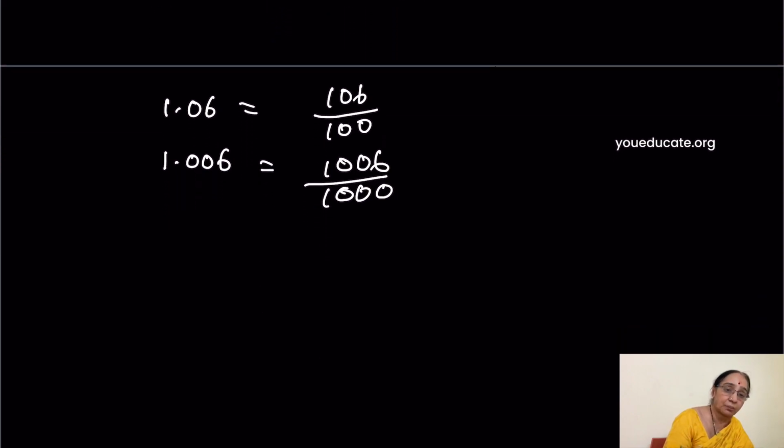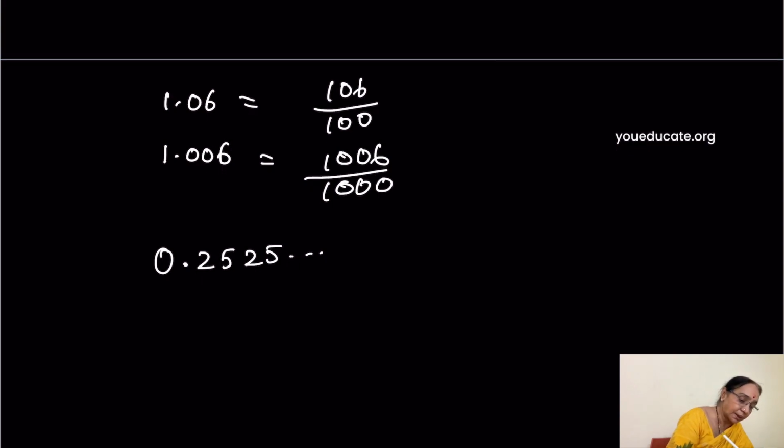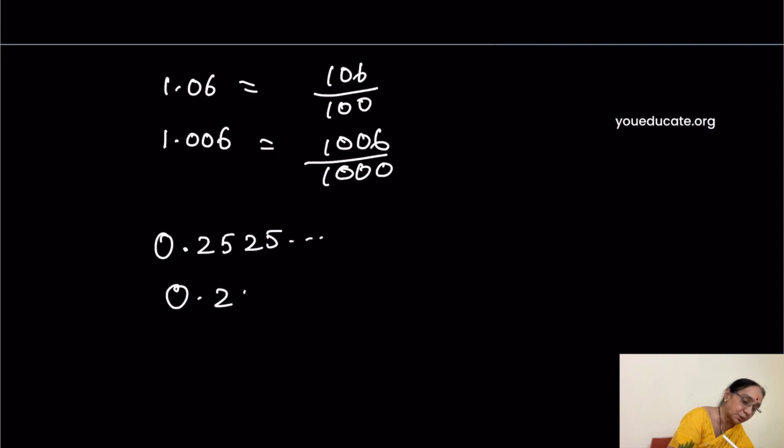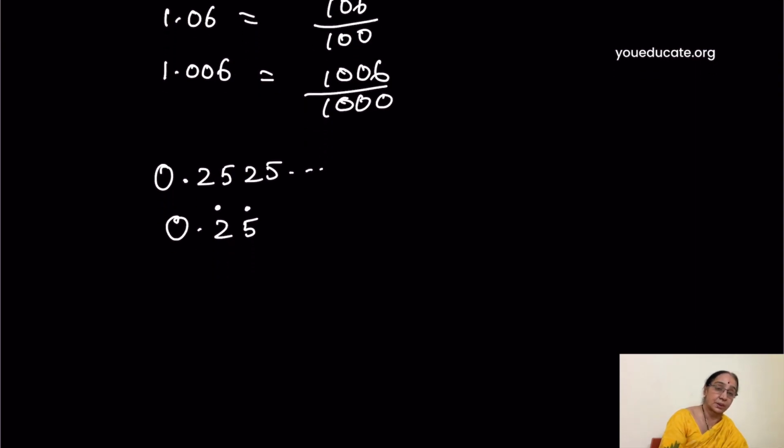But what about recurring decimals? How do I change them? So if I take the example 0.25 repeating, the digits 25 keep repeating. I can write this as 25 with a dot on the 2 and a dot on the 5. Now how can I convert this into a fraction? So we are now converting repeating decimals to fractions.